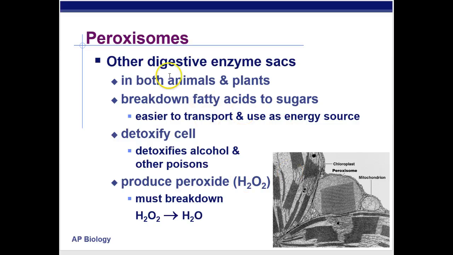Peroxisomes are other digestive enzyme sacs that can be found within cells, in both plant and animal cells. They break down fatty acids to sugars. They're easier to transport and use as an energy source that way. They also detoxify the cell by detoxifying alcohol and other poisons, and they can produce peroxide, H2O2. You can break that down from H2O2 to the more familiar H2O, or water.